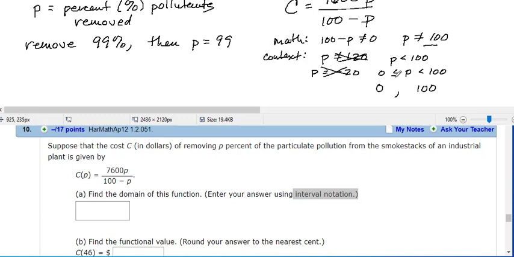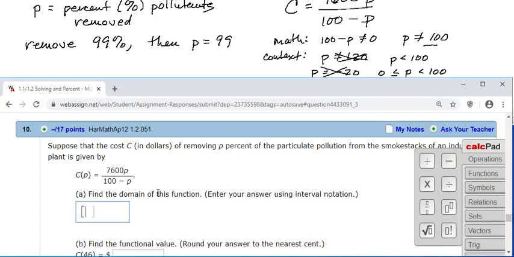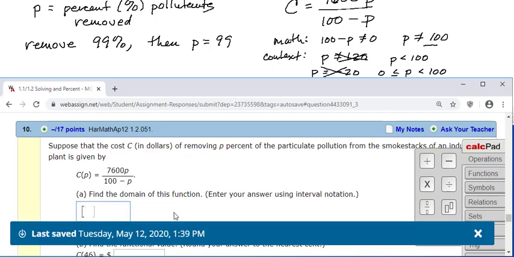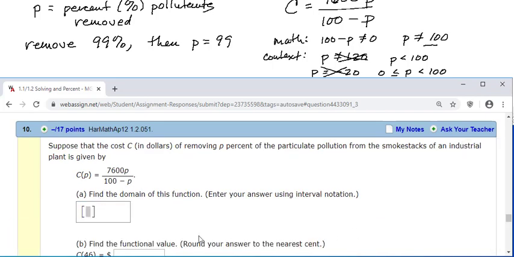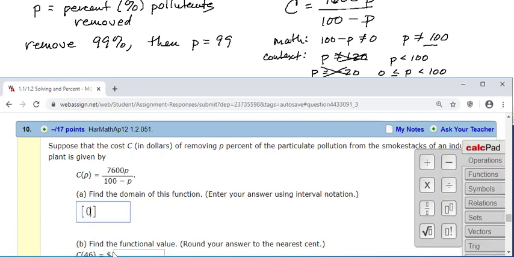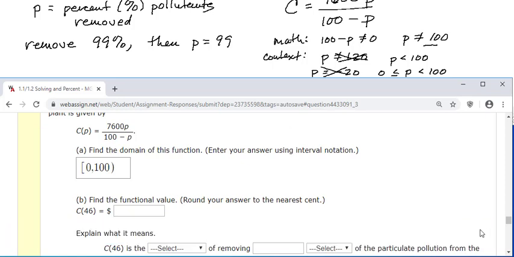If you can include the endpoint, you put a bracket, a straight brace. If you cannot include it, if it's strictly less than, then you put a parenthesis. And in WebAssign, you just type 0, and as soon as I type that square bracket, it's going to assume a square bracket on the other side also. So 0, comma, and up to 100, but at 100 I can't have the bracket, so I need to change that to a parenthesis. That's the hardest part of this problem.